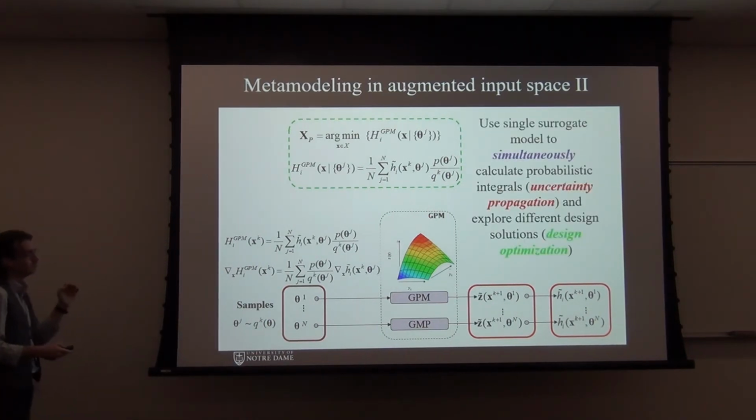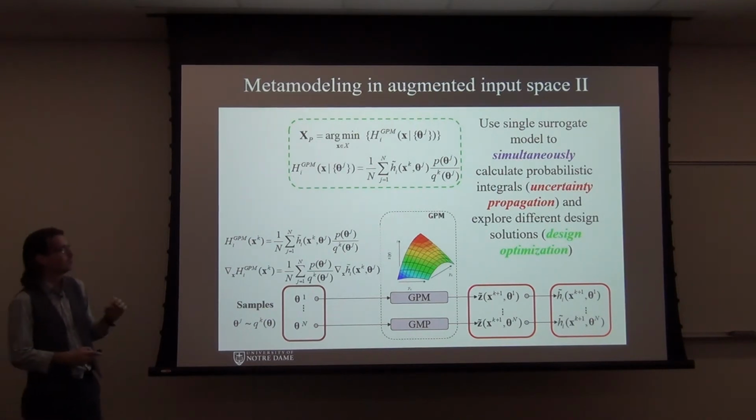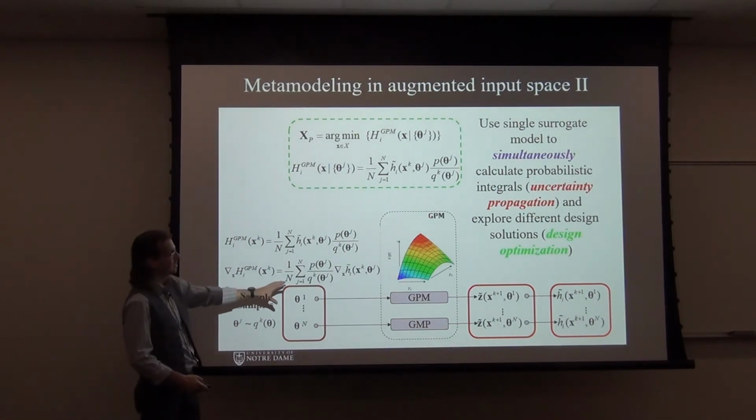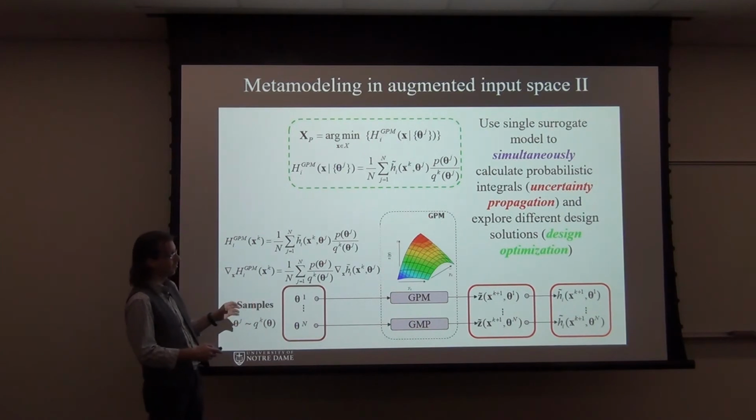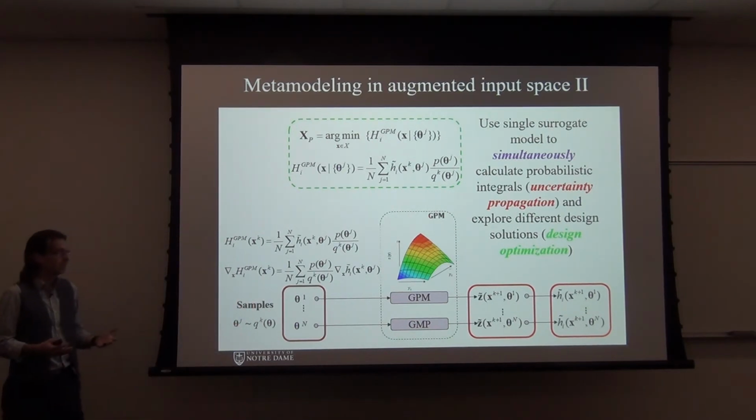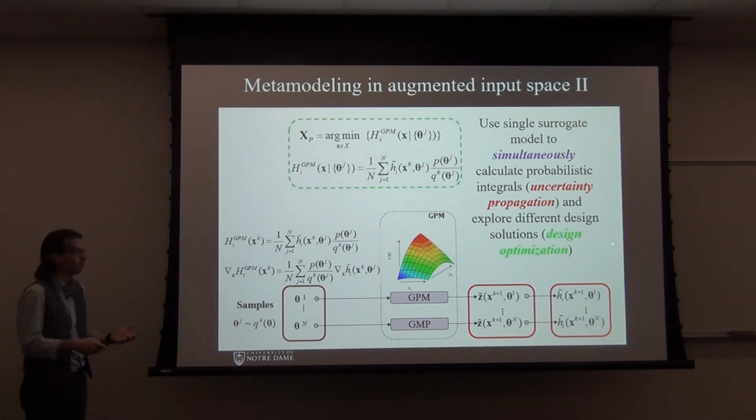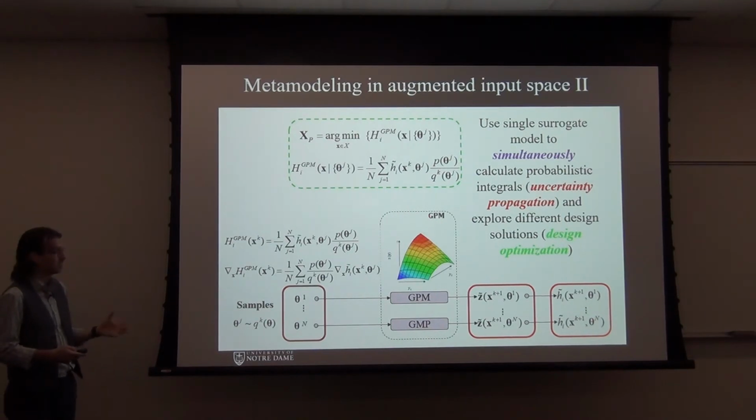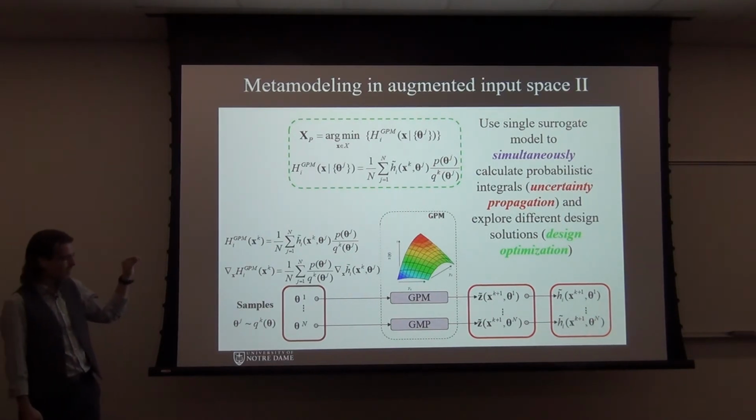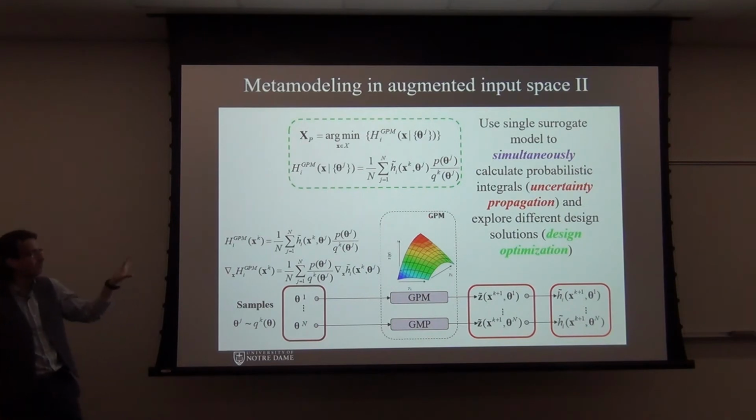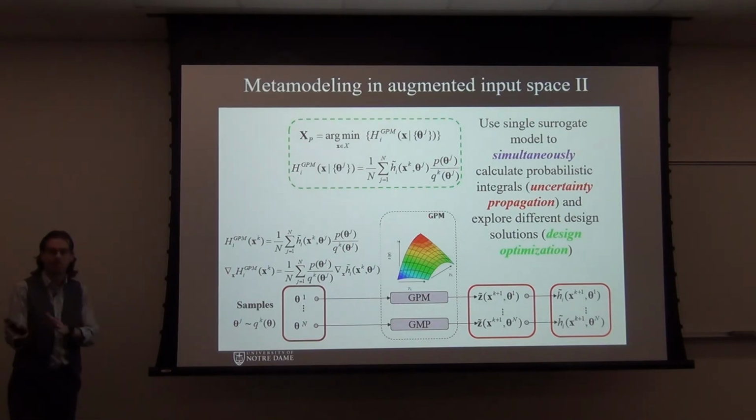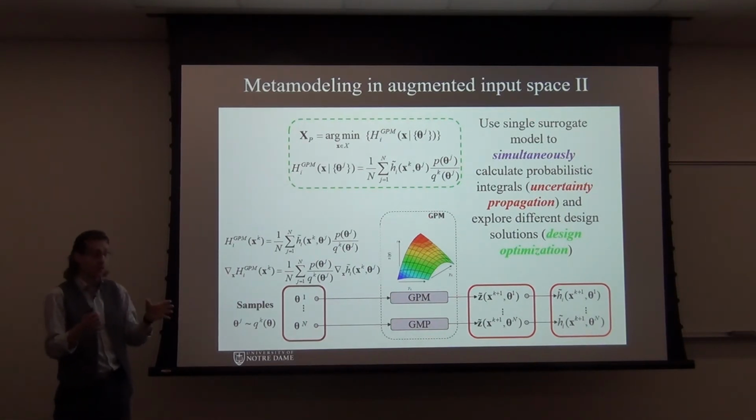So in other words, you're using a single surrogate model to simultaneously calculate the probabilistic integral, so for the uncertainty propagation, but also explore the different design solutions for what we call the design optimization. This is what gives the significant computational efficiency: our meta models have really a simultaneous dual role.